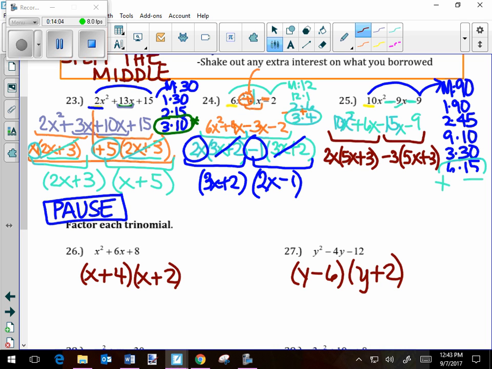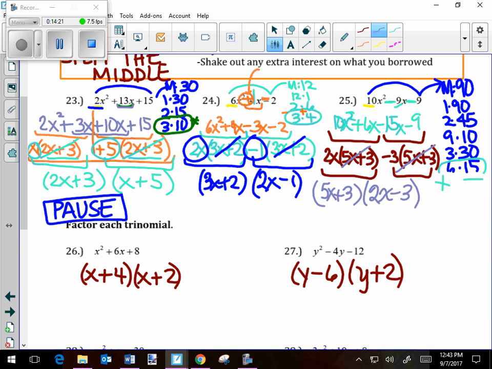And then when I look at my two parts, this one and this one, I say, what do they both have in common? And what they both have in common is a 5x plus 3. So I'm going to take that out of both of them. What am I left with? A 2x minus 3. And that has that now factored for you.